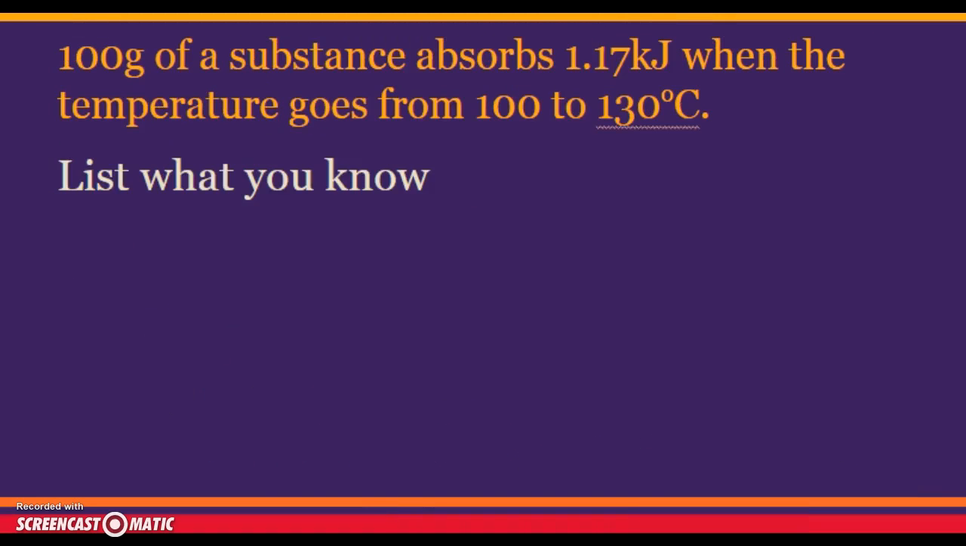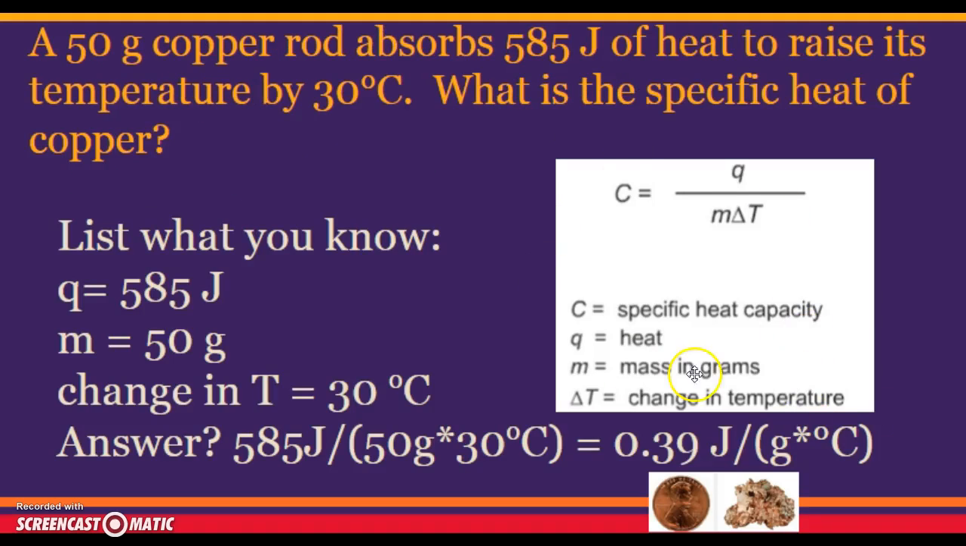All right, let's do another problem. 100 grams of a substance absorbs 1.17 kilojoules when the temperature goes from 100 to 130 degrees Celsius. So hit pause. List what you know. Remember, you need to practice these so that you get better at them. Also after you make your list, check your units and see which ones you need to change so that they'll fit back up in our equation. So hit pause and do that.